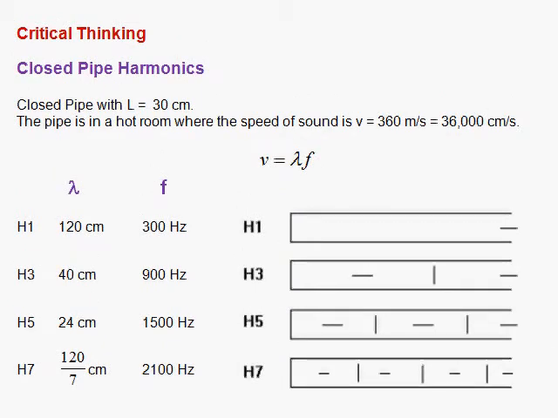What about the frequencies? Well, that requires us to look at consistency with the velocity of sound, which is 340 meters per second at room temperature, but I'm going to put this pipe in a hot room like I did for the open pipe, where the speed of sound is greater. It's 360 meters per second.